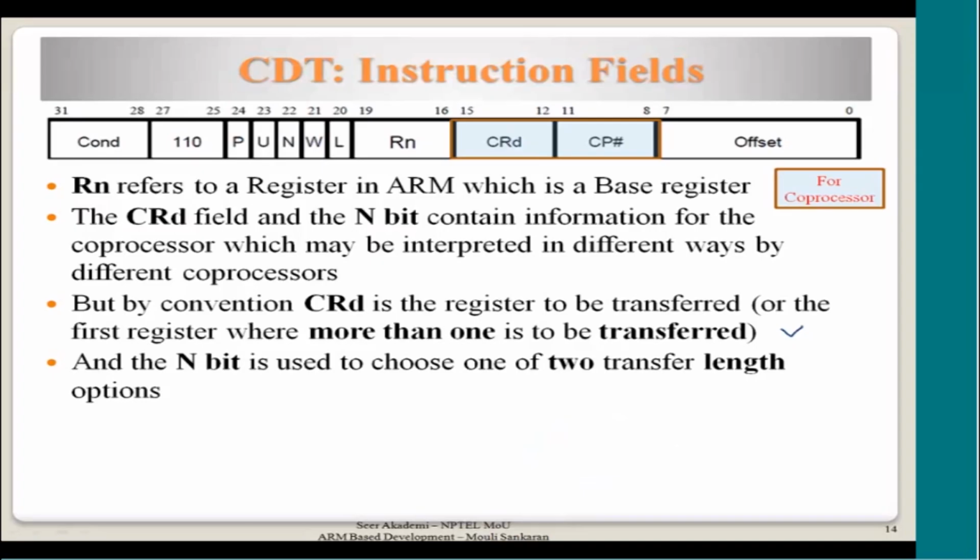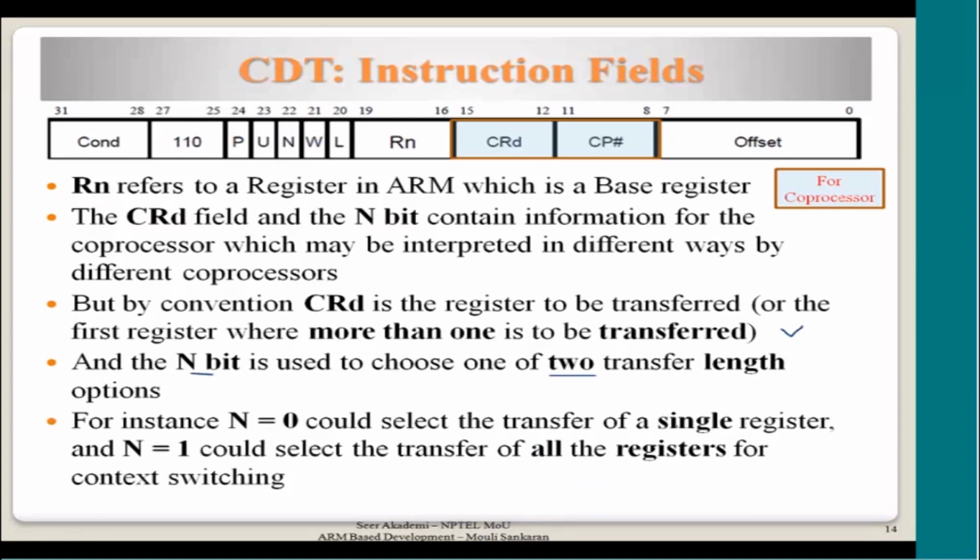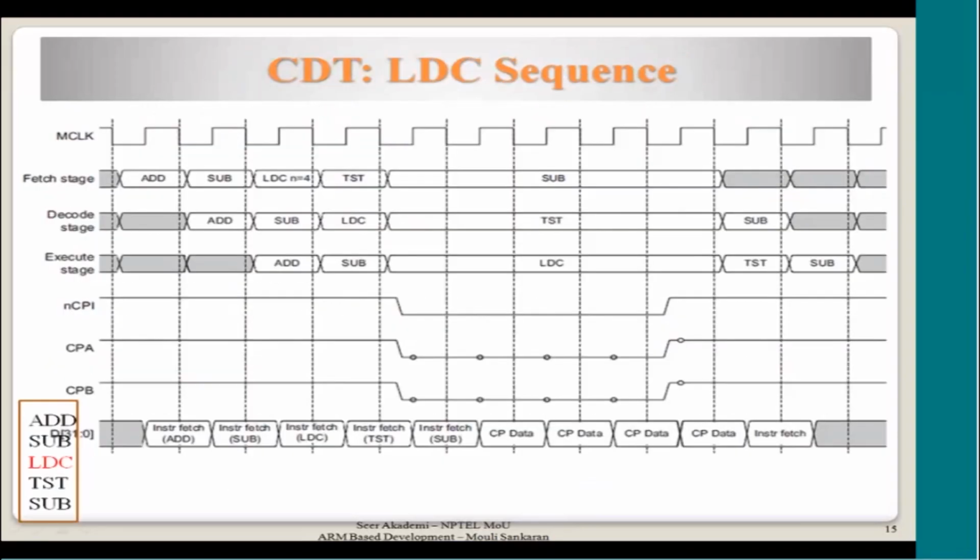So the N bit is used to say which of two transfer length options it is. If N is equal to 0, a single transfer, and otherwise maybe all registers starting from some particular coprocessor register. Now this will give you some understanding of how the number of transactions are decided. The whole thing up to this point, whatever I explained earlier, is the same, so we don't have to go through that pipeline.